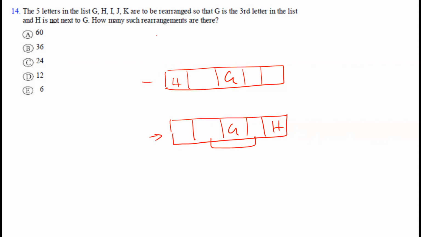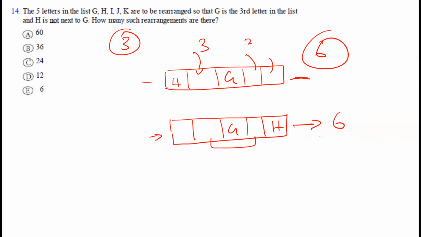So how many letters are remaining? There are 3 letters remaining. So this can be filled 3 ways, 2 ways, and 1. So 6 ways through this and 6 ways through this. So 6 plus 6 equals 12. So option D is correct.